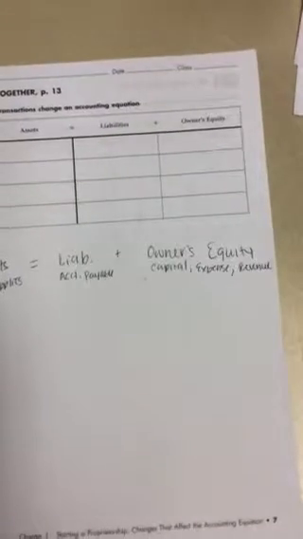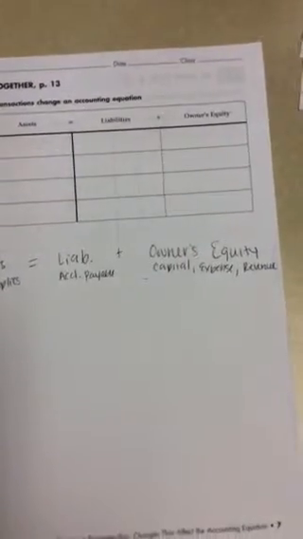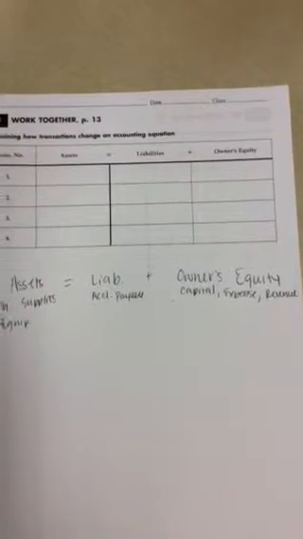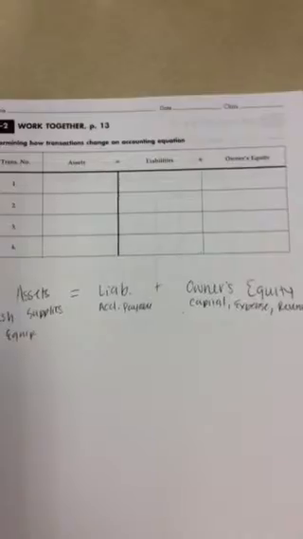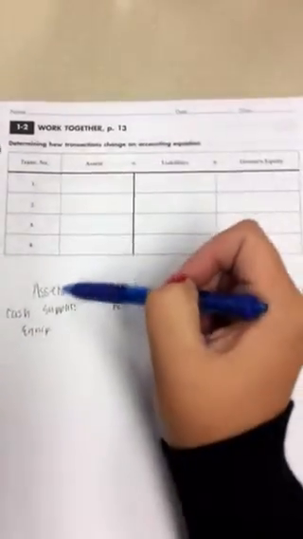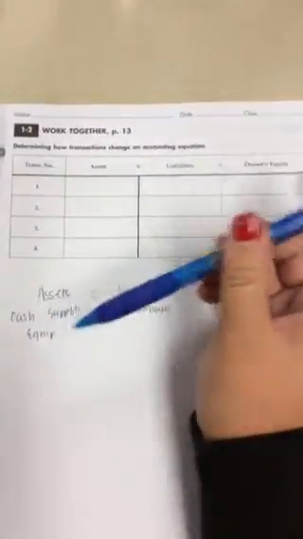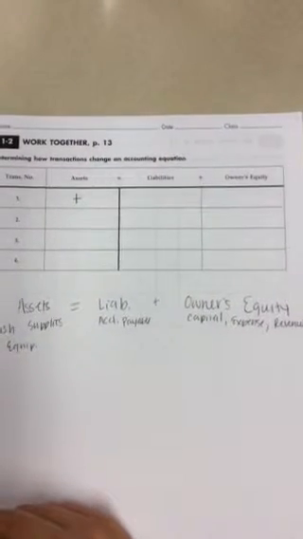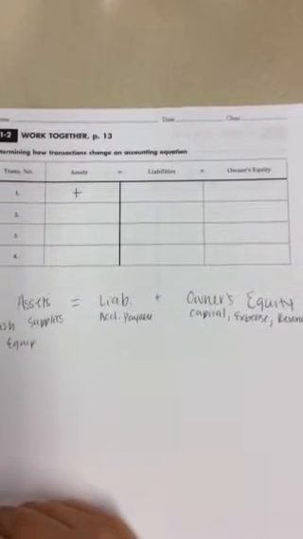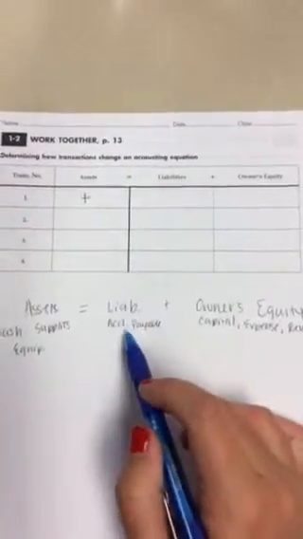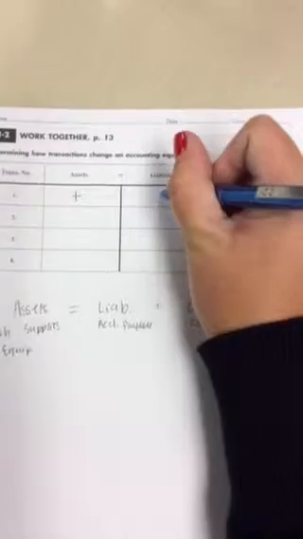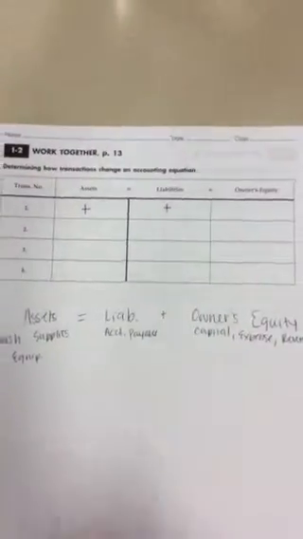So for our first transaction, we have bought supplies on account. So when we buy supplies on account, we need to look at our supplies. So we're increasing our supplies on our asset side, so we're going to put down a plus on our asset side. And then we also need to look on our account. So with our accounts payable, we're adding it to our account. So we're going to put a plus on our liabilities.